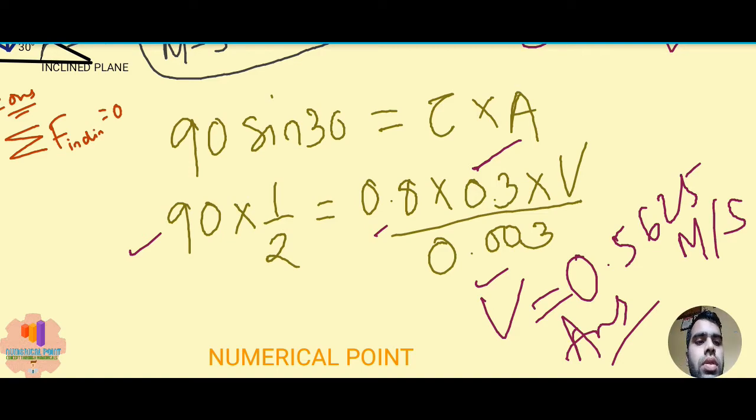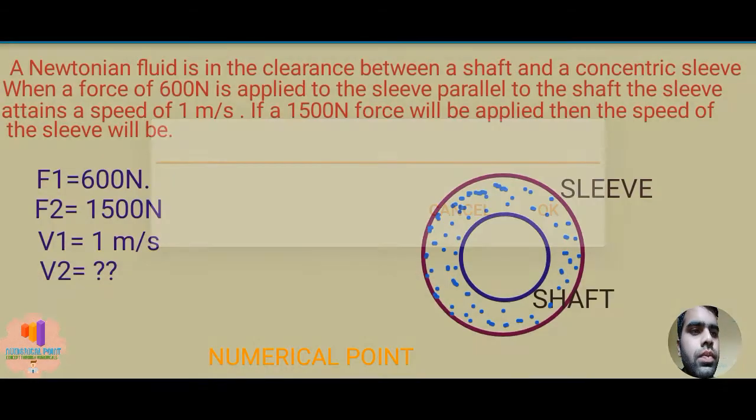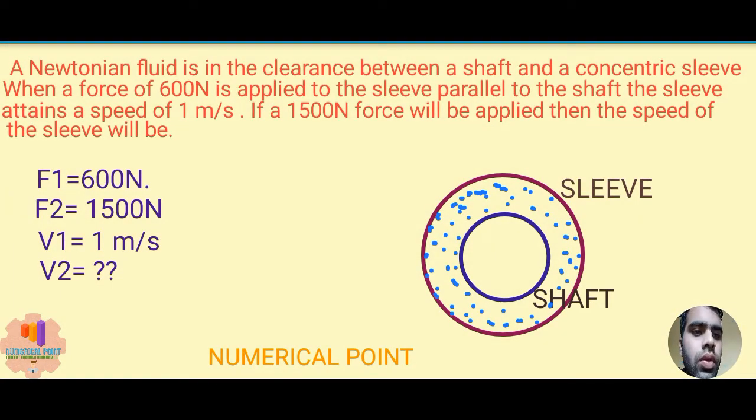Now let's move to the third question and solve that. The question reads: a Newtonian fluid is in the clearance between a shaft and a concentric sleeve. This is the shaft and this is the sleeve surrounding it, a concentric sleeve. When a force of 600 Newton is applied to the sleeve, parallel to the shaft, the sleeve attains a speed of 1 meter per second.